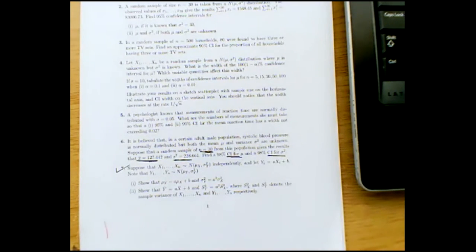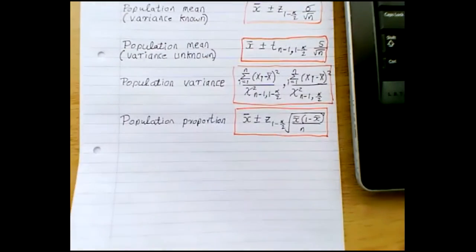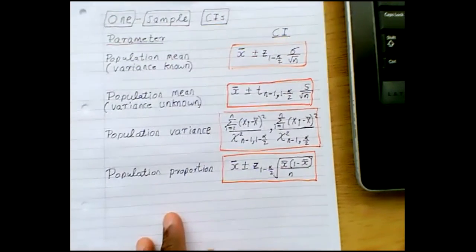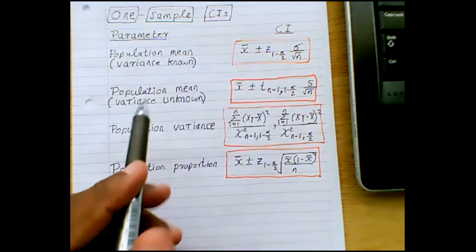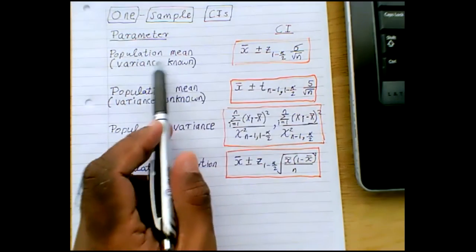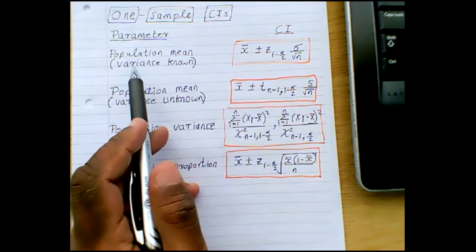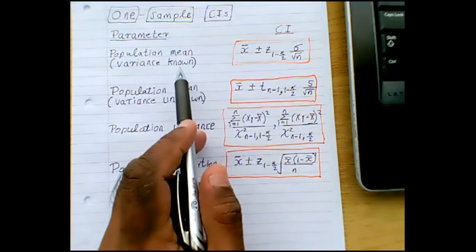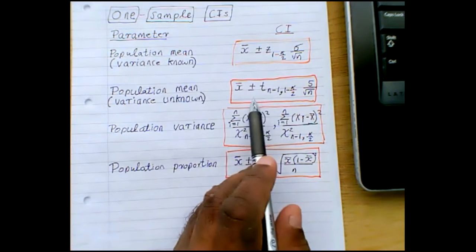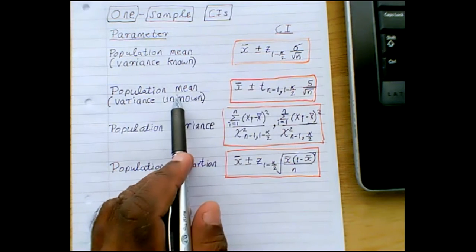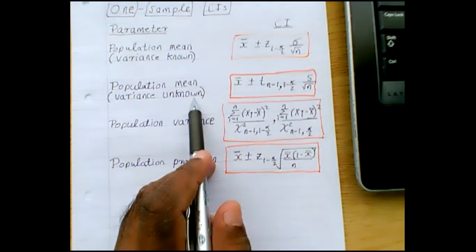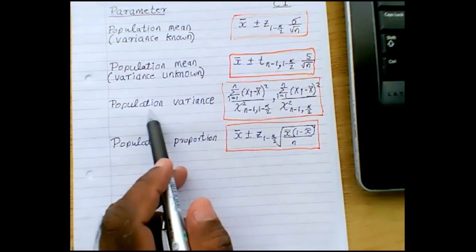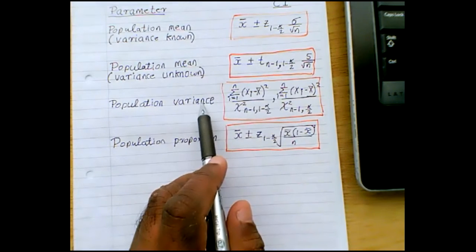Now, you may recall last week I talked about 4 different confidence intervals, and these are the formulas. This is the confidence interval for the population mean when the population variance is known. And this is the confidence interval for the population mean when the population variance is unknown. And this is the confidence interval for the population variance.